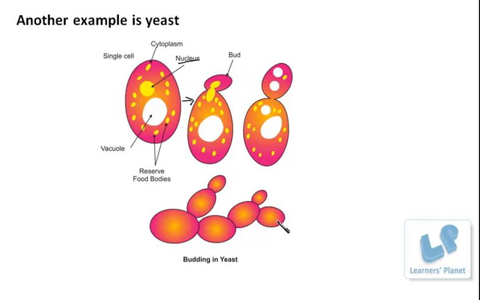Of course, these are just two ways of asexual reproduction. Besides this, there are many other modes of asexual reproduction, like regeneration, fragmentation, vegetative propagation, and so on. We are not going to discuss all of them as they are not part of your syllabus. So this is all about this chapter, that is, reproduction in animals.